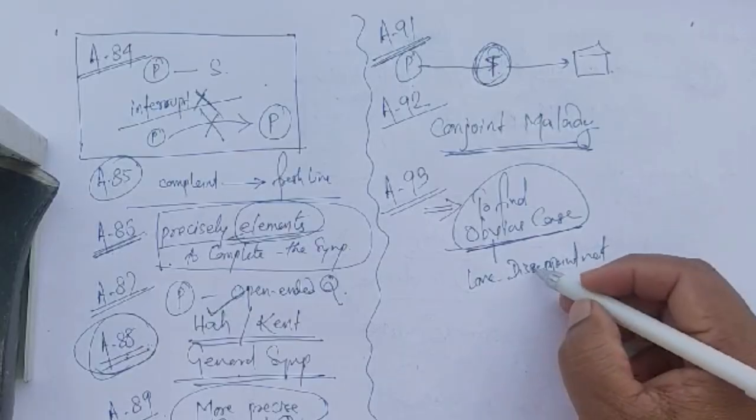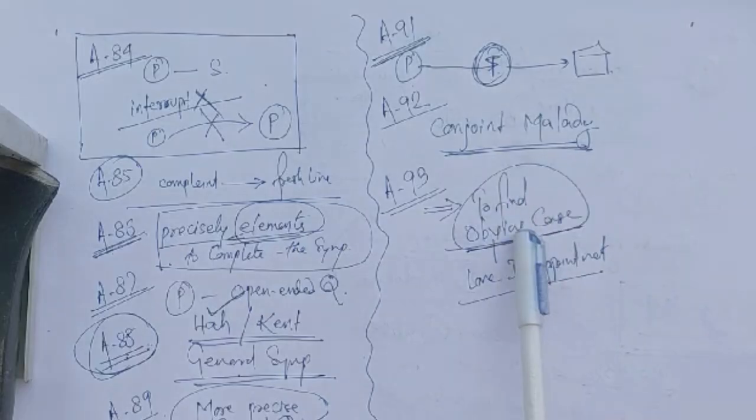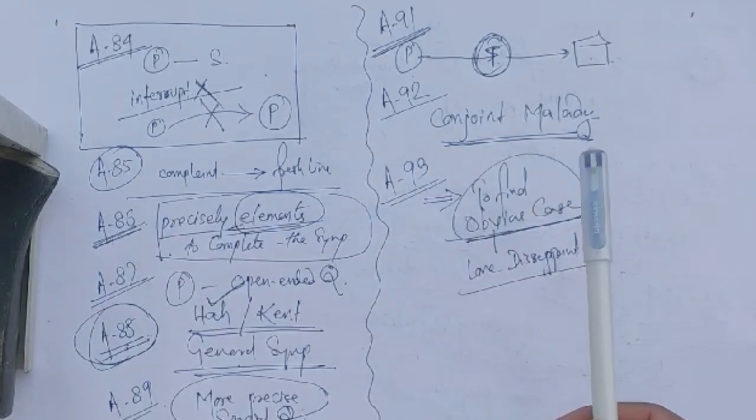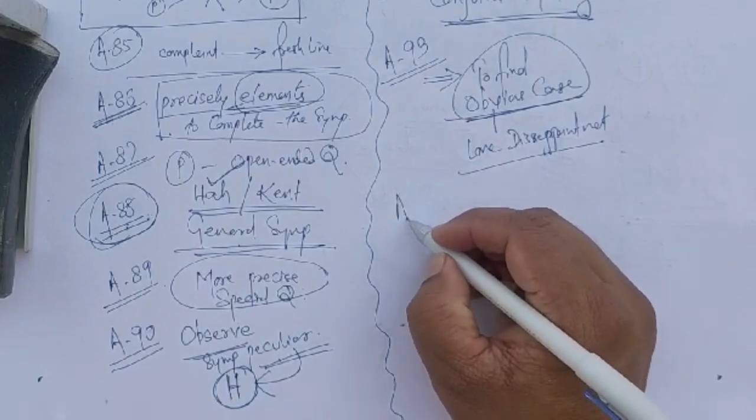Love disappointment. This is the obvious cause. You have to trace it. Aphorism 93 says you have to find out the obvious cause. Aphorism 97.